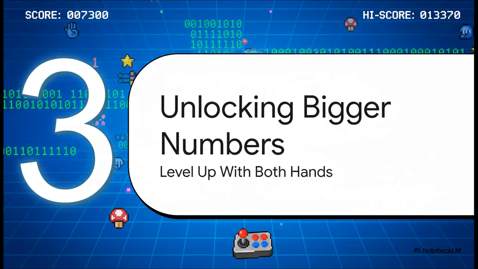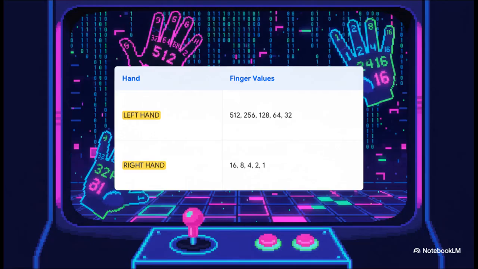But hey, that was just level 1. What about bigger numbers? Well, for that, we're going to need to bring in your other hand. It's time to level up. The exact same pattern just keeps on going. Your left hand picks up right where the right one stopped. That doubling pattern continues. Your left pinky is 32, the ring finger is 64, then 128, 256, all the way to a massive 512 on your left thumb.